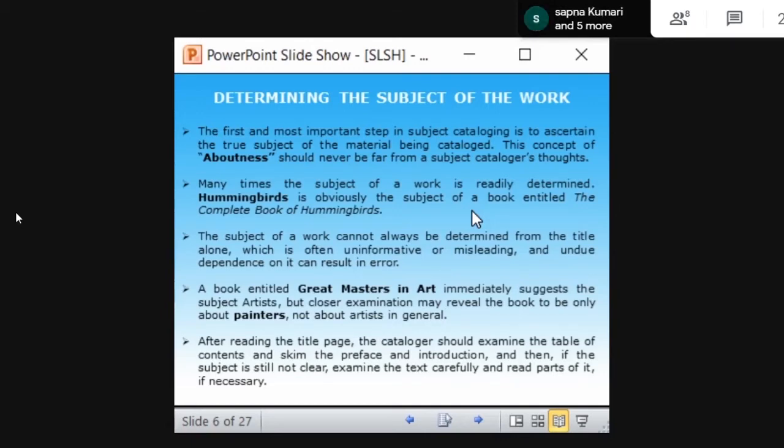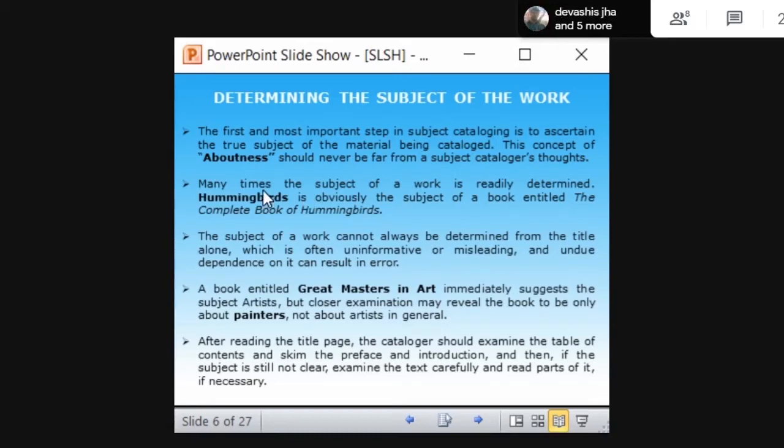So what is it talking about? It is talking about a classification scheme, a way of arranging and classifying books and resources in the library. So the aboutness is very much important, and that should be the first step. What the book or the resource is talking about is very much important. That is the first step. So you see this example.